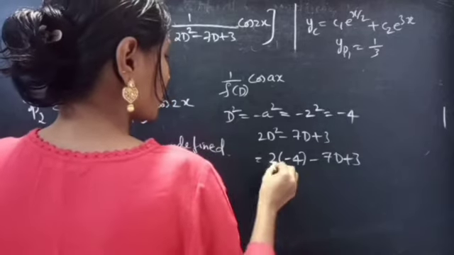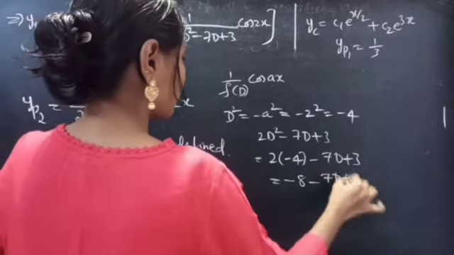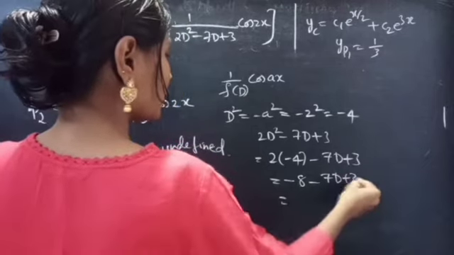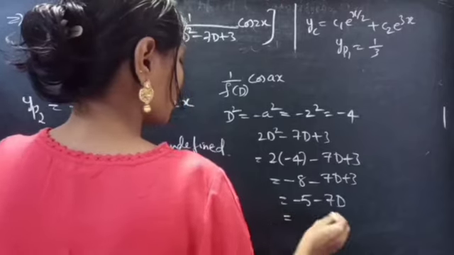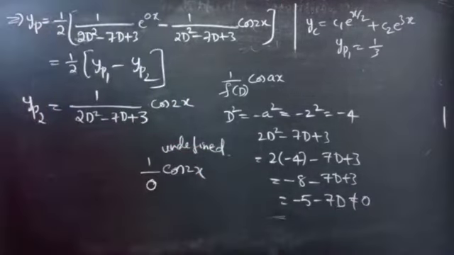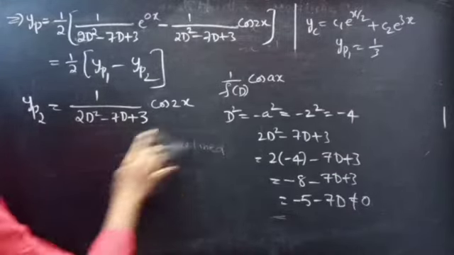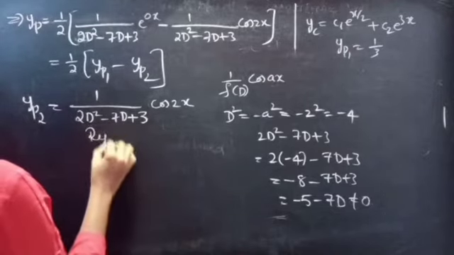We'll get minus 2 fours are 8, minus 8 minus 7D plus 3, which equals minus 8 plus 3 is minus 5 minus 7D, which is non-zero. Since we get non-zero by replacing D square in the denominator, we can replace D square.